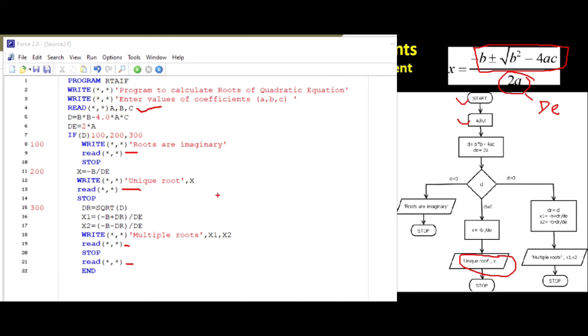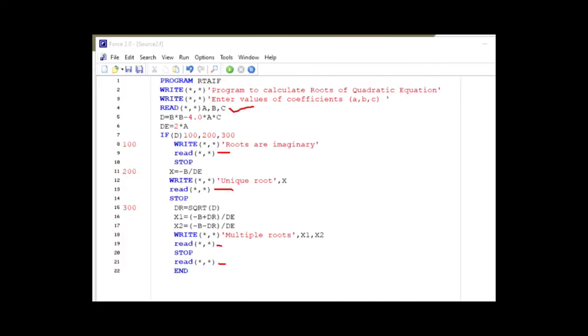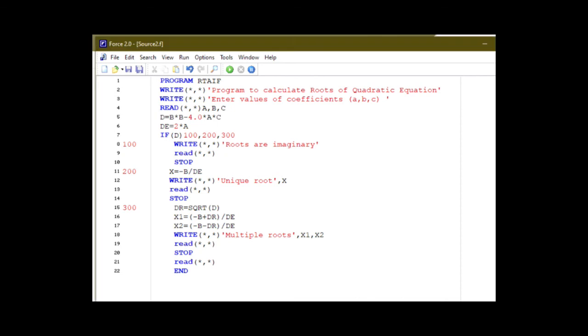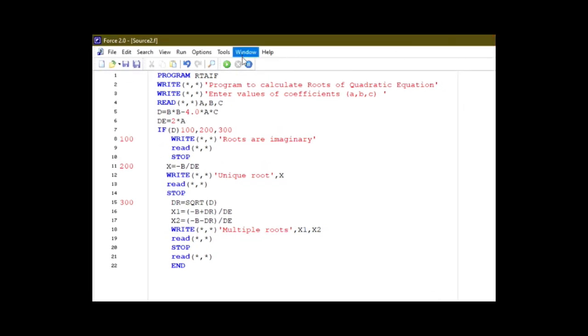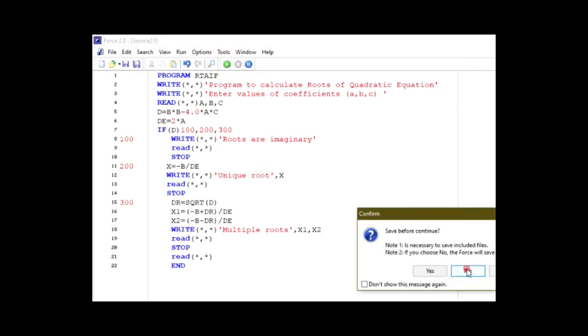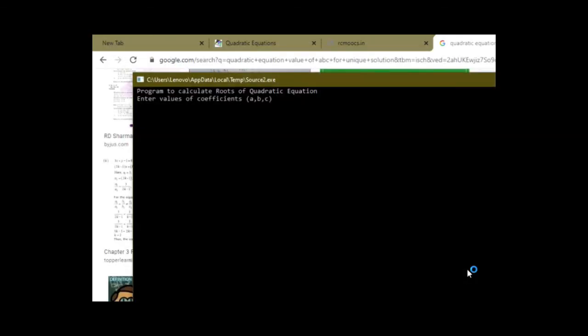Now we will try to run this program. Let us run the program and enter values of a, b, c. Let me enter a as 1, b as 2 and c as 1. We know that whenever it is 1, 2, 1, the roots are always unique.